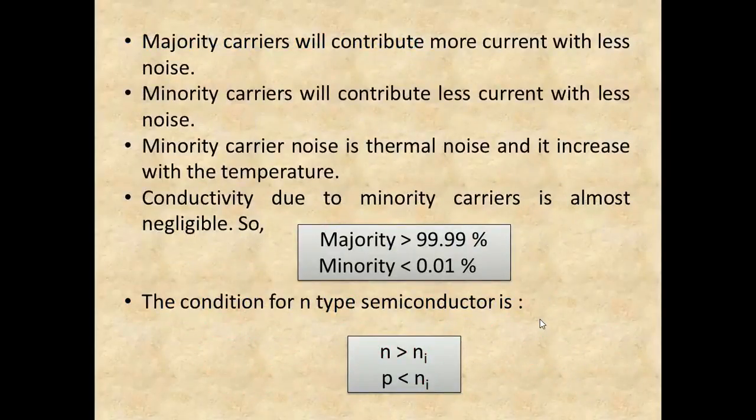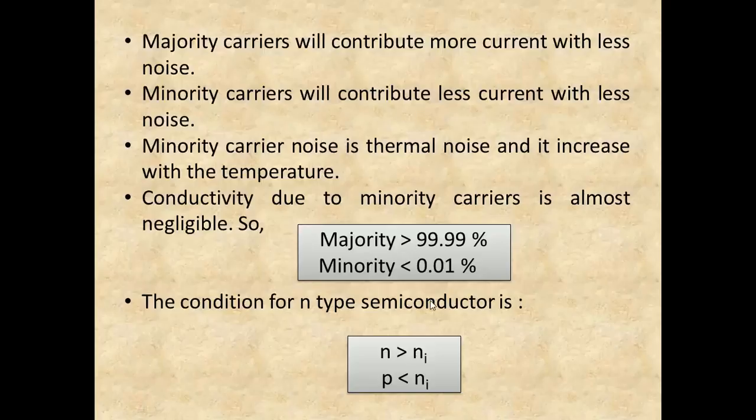There are two statements: majority carriers will contribute more current with less noise, and minority carriers will contribute less current with more noise. Why is it so? How can you say that? Since minority carriers are smaller in number, as you increase the temperature they start vibrating, and due to these thermal vibrations they produce more noise. Minority carrier noise is also known as thermal noise, and it increases with temperature. In an N-type semiconductor, current is always predominantly dominated by the flow of electrons. When you have a larger number of electrons, it's always an N-type semiconductor. So the conductivity due to the minority carriers is almost negligible.